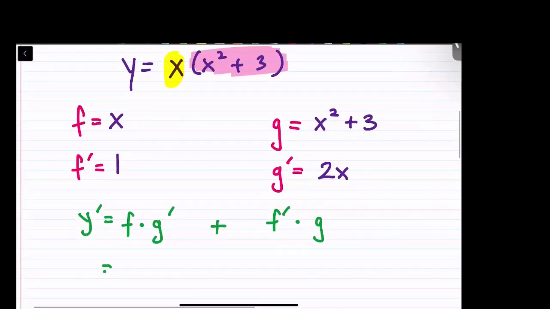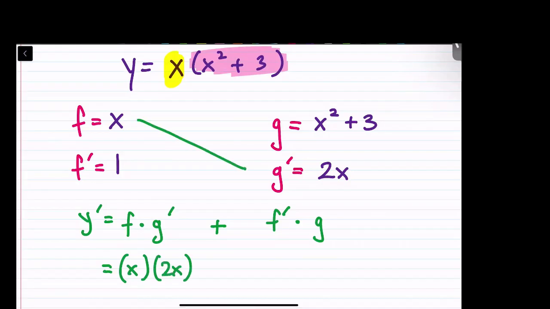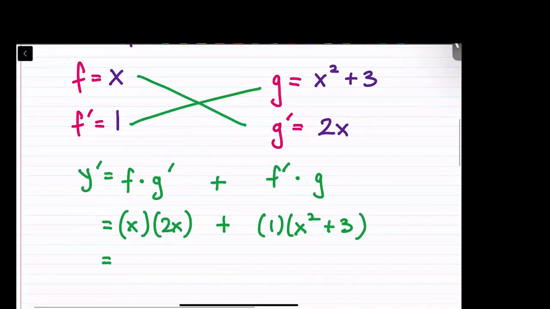So now we have x times g prime plus f prime times g. Now let's simplify this expression. So we now have 2x squared plus x squared plus 3.